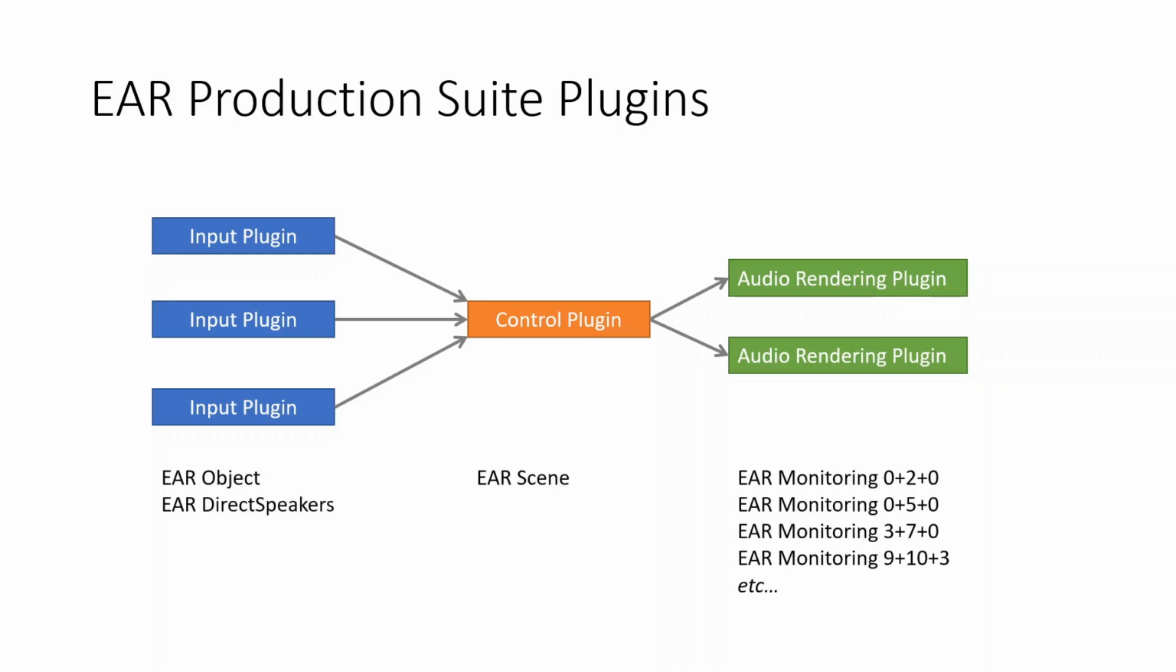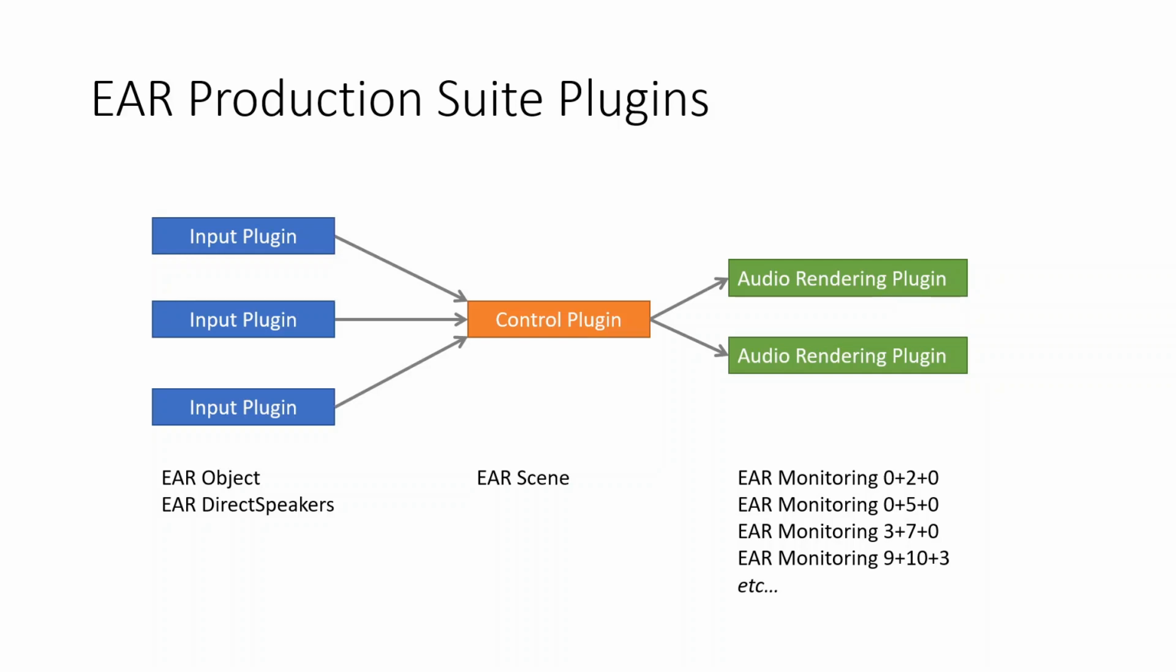The available input plugins are EAR Object and EAR Direct Speakers, which are used for the ADM objects and direct speakers type definitions respectively. The central control plugin is called the EAR Scene. This receives metadata from each one of the input plugins and has audio routed to it on specifically allocated channels from each input plugin. It provides a user interface for authoring the ADM structure and passes this collated metadata onto the rendering plugins. The audio is also routed through to the rendering plugins.